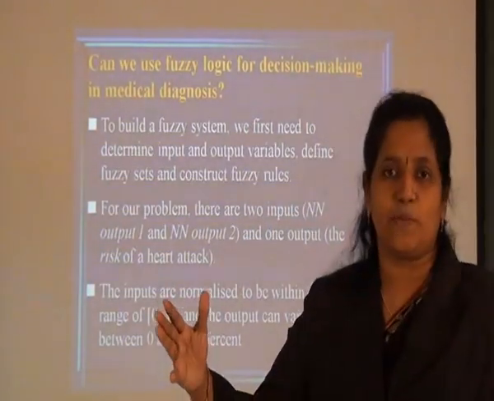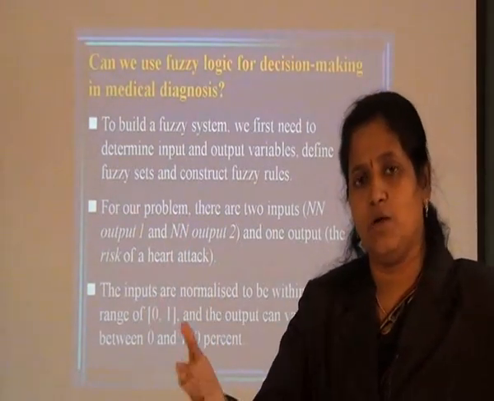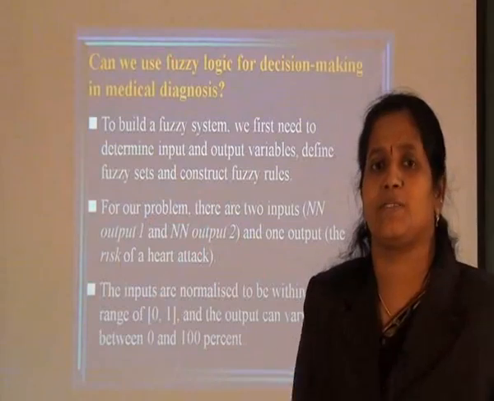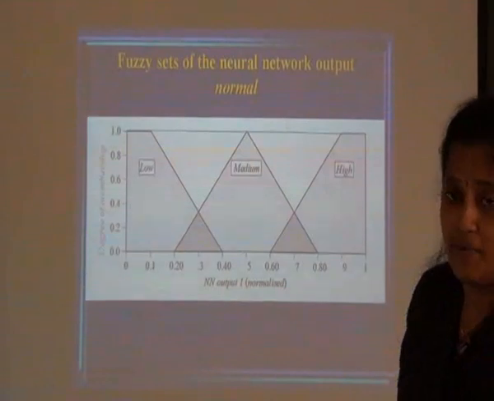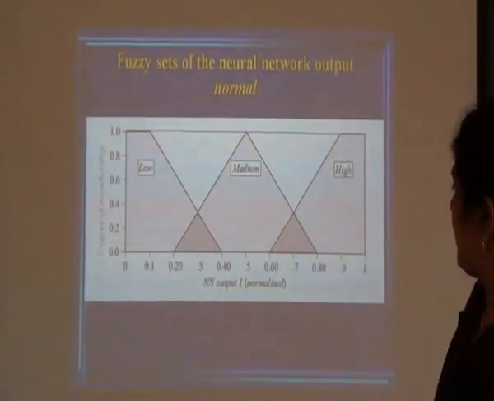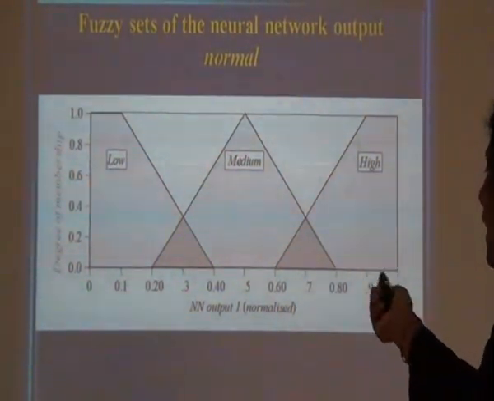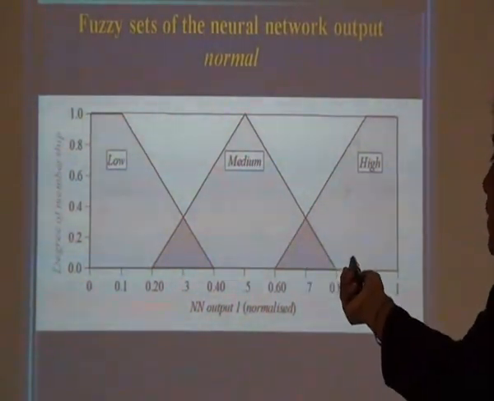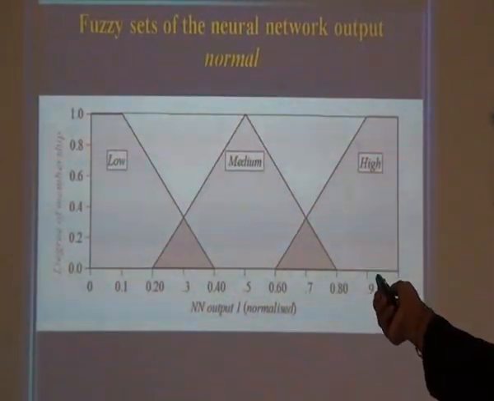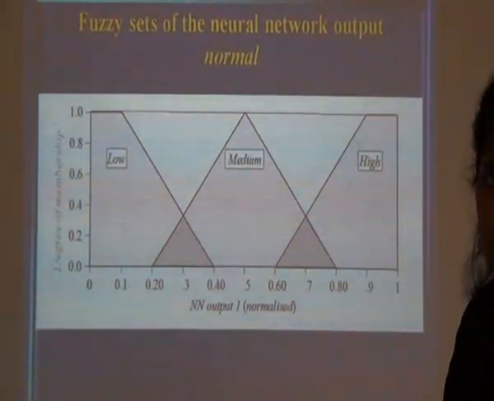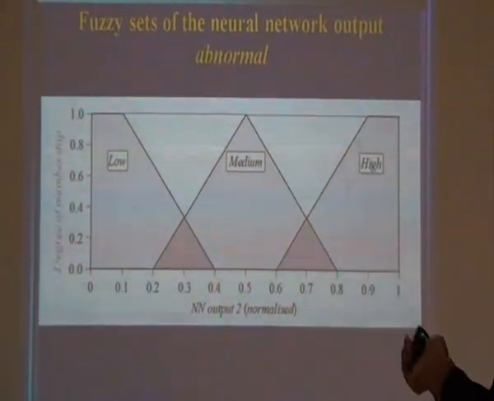It is used to represent the values between 0 and 1. A neural network can represent 0 as well as 1; to represent in-between values, fuzzy logic can be used. Look at this. Previously we had a neural network with 2 outputs. Instead of crisp values, the same values 0 to 1 can be represented with 3 linguistic variables. Low means 0 to 0.4, medium is 0.2 to 0.6, and high is 0.6 to 1. The same way for the abnormal input we can have the graph.